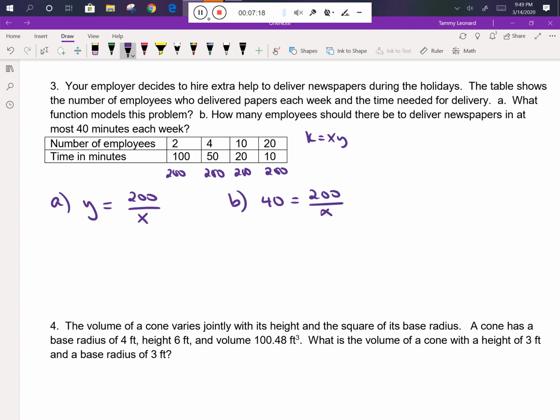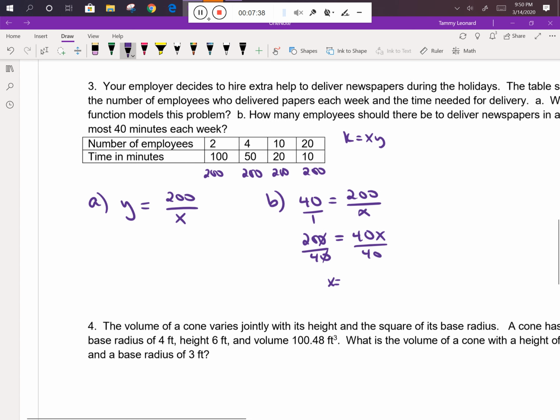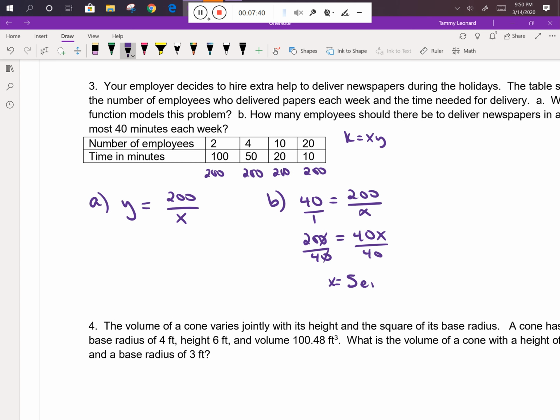And sometimes students get a little worried about the fact that that x is in the denominator. So it might actually help if you just make the whole thing look like a proportion. We can easily see that we want to cross multiply and then divide both sides by 40. Reducing that by 10, I've really just got 20 divided by 4. So x is 5. So they're going to need 5 employees.